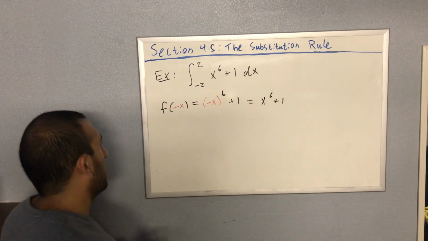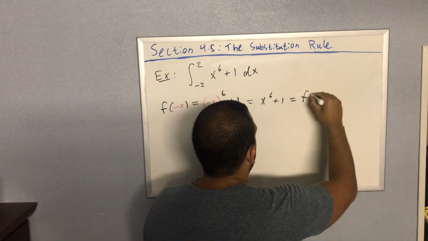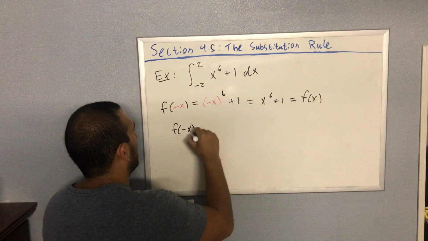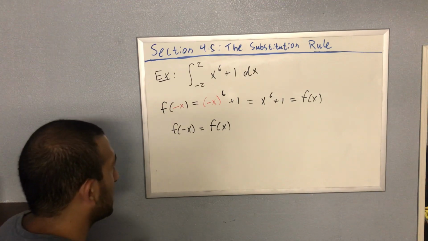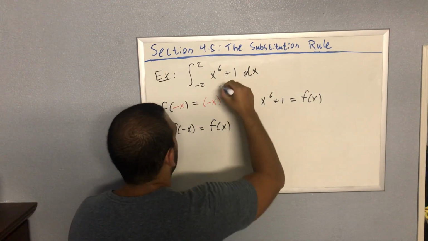Well, that is the same thing as f of x, right? The original function. So we have shown that f of negative x equals f of x. So this function is even, is what we know now. So this is an even function.